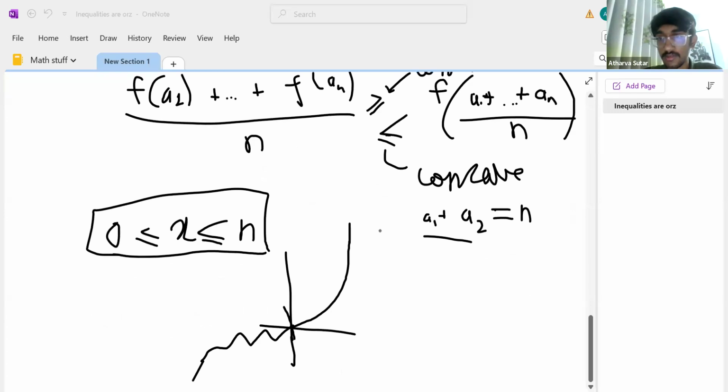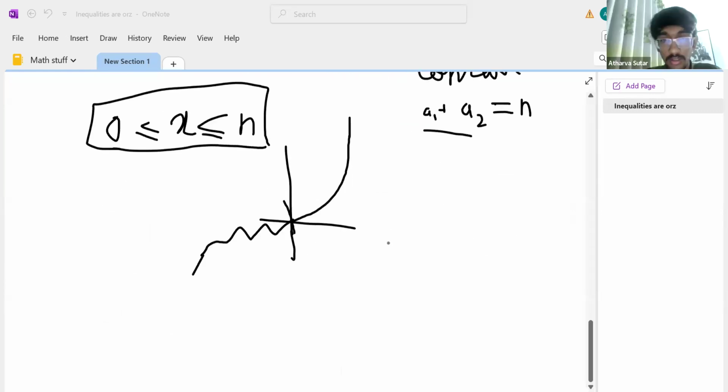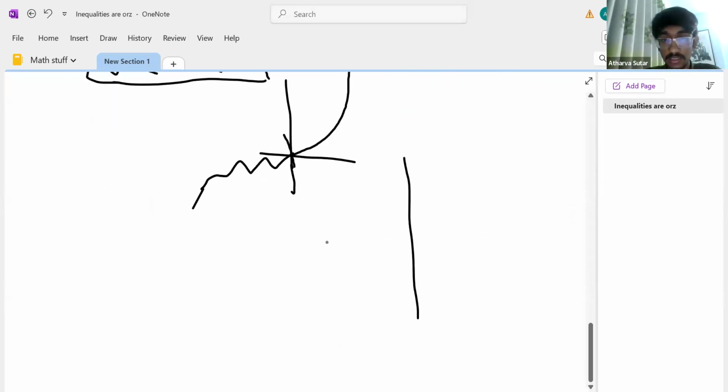So I hope all of you have understood Jensen's inequality. Let's do a few problems on Jensen's. Can you give an example of tan x graph? Yes, it's an interesting graph. Tan x is basically like this, right?